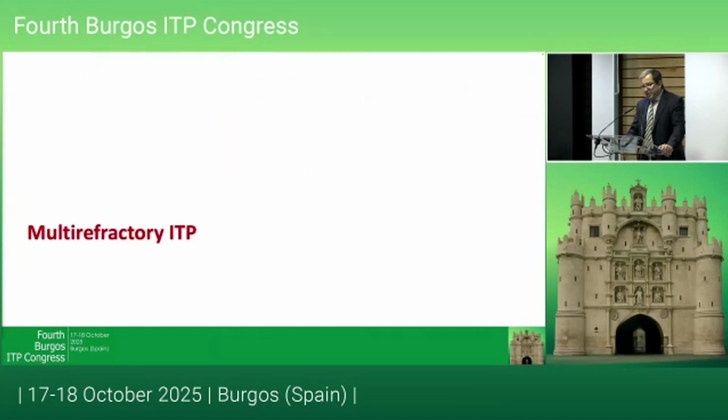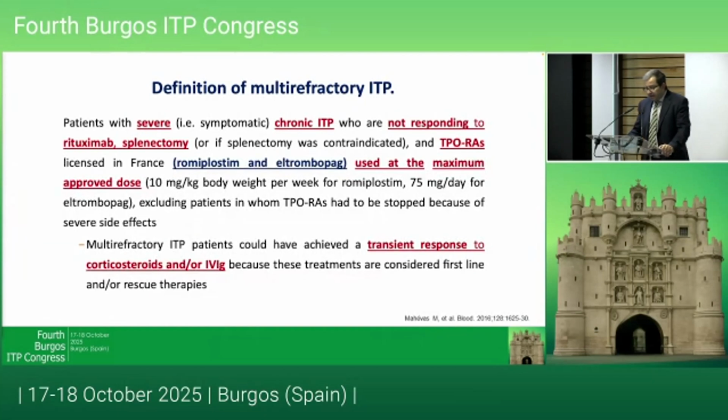What is a multi-refractory ITP nowadays? The definition of multi-refractory ITP was established by the French group in 2016, for patients with severe chronic ITP who are not responding to rituximab, splenectomy, and TPO-RAs. The TPO-RAs accepted and licensed in France at that day were romiplostim and eltrombopag. These TPO-RAs had to be used at the maximum approved dose of 10 micrograms per kilo body weight per week for romiplostim, and 75 milligrams per day for eltrombopag. There is some typo there.